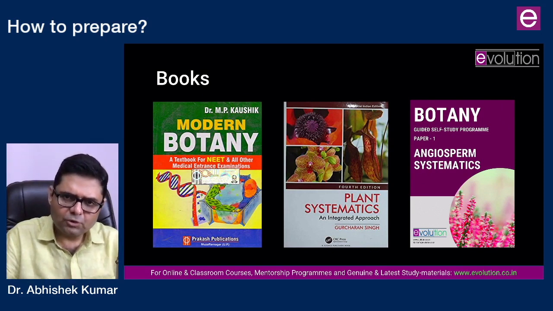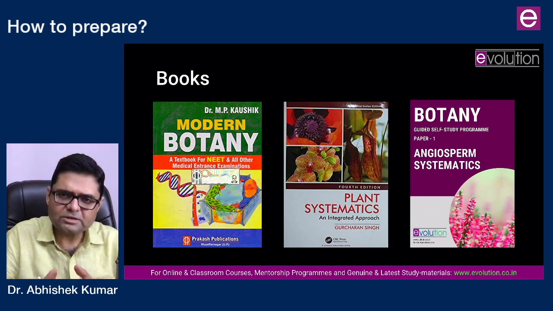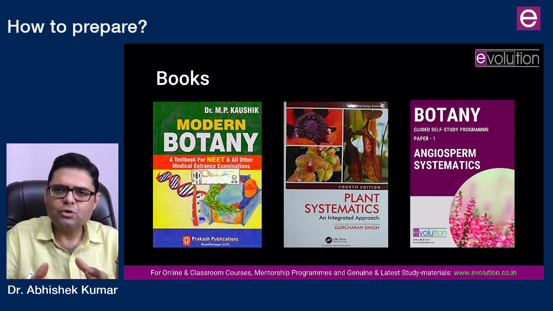So do your basics from MP Kaushik, Wiley's NEET Botany, or College Botany by A.C. Datta, or College Botany by Ganguly and Kar, and then straight away come to a proper book on systematics. Among the books written on systematics by Indian authors, Gurucharan Singh's book is fairly modern and it covers almost all aspects. So I would say you can do it entirely from Gurucharan Singh.